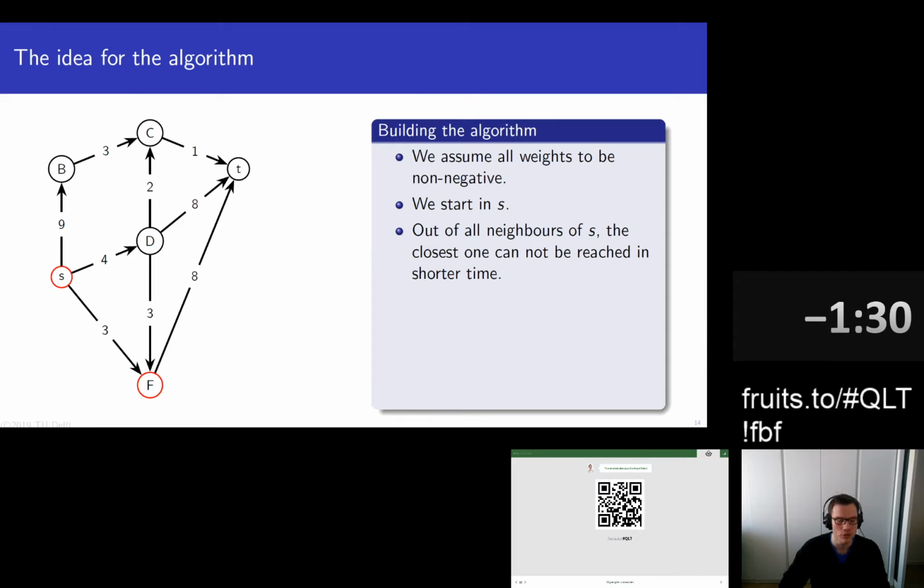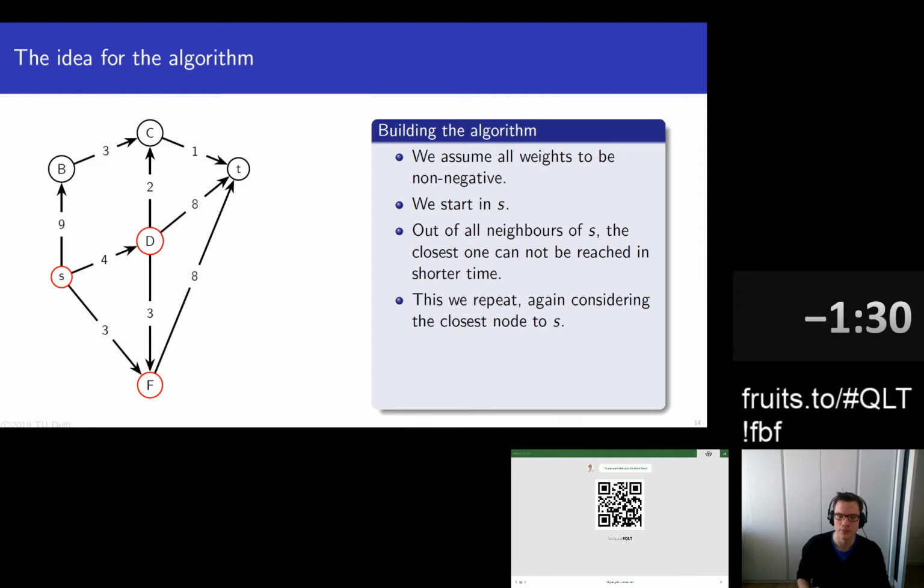What do we know? Well, the closest neighbor of S cannot possibly be reached in a faster way than me going there directly. Why is that? Well, going via any other neighbor must take at least as much time as going there directly, and then I still need to do something else to actually get there. So for example, in this case, going from S to D already takes more time than going from S to F directly. And even if it were the same amount of time, I would need something that is at least 0 to still get from D to F. So the neighbor from my start node, that one I cannot reach in a shorter time. And this idea is what the algorithm is based on.